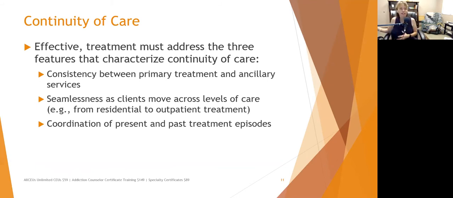So you want to make sure that those transitions, whether it's to more intense or less intense levels of care, go smoothly. And we want to coordinate present and past treatment episodes. Don't make the person reinvent the wheel every time they come in. If they've been at your agency 4 times already, pull out the chart and look at it, and you can figure out what they've done. You can get a good idea about what worked, or at least what was tried, and then you can start talking to them about it from there.